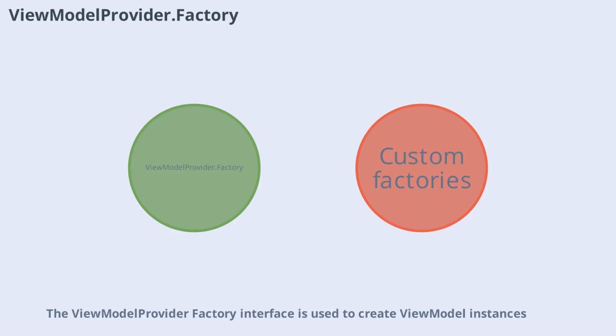The ViewModel Provider factory interface is used to create ViewModel instances. By implementing this interface, you can control exactly how your ViewModels are constructed. This is especially useful when you need to pass parameters or dependencies into your ViewModel. The default implementation works for most cases, but custom factories give you extra flexibility.